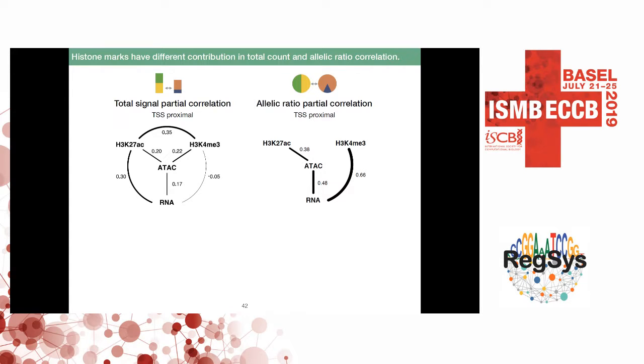So all that was for the features that are close to a transcriptional start site. But we also performed that for the features that are distal from those gene start sites. But in that case, we don't have such a big difference in the structure. So it's really about the TSS proximal location. And it seems like the histone marks play a different role in the correlation with RNA, in the propagation of total signal or allelic ratio. Seems to be a different action of those histone marks.